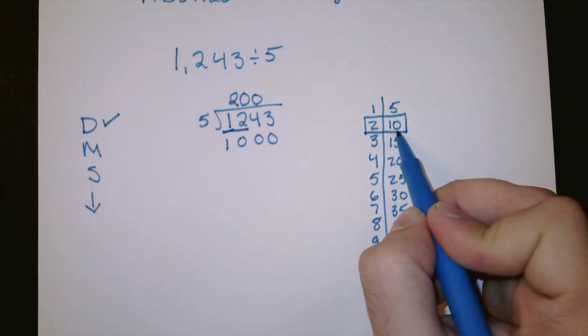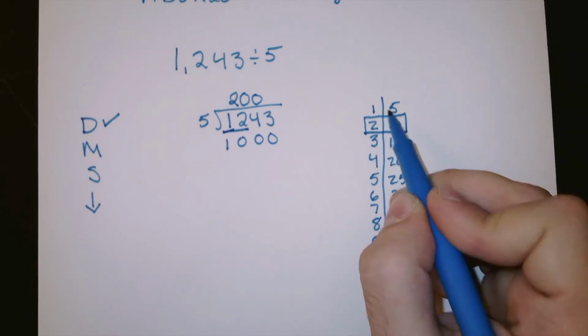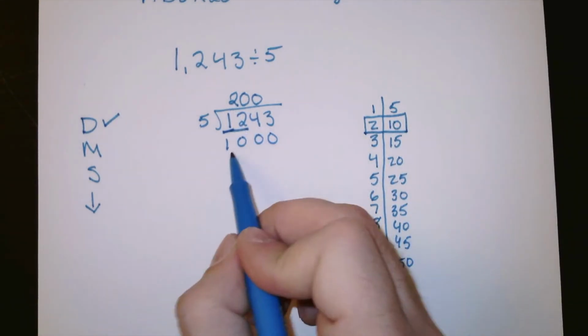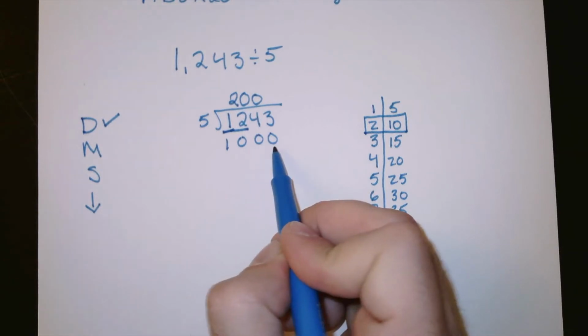Oh, that's interesting. There's a 10 right here. So we can see how all these numbers are really starting to play together. So we have 2 times 5 equals 10, and then we have 2 more zeros that we need to apply. That's how we get our 1,000.